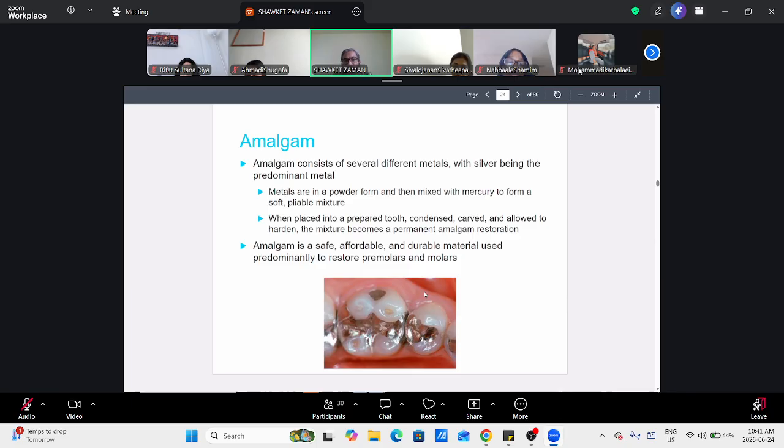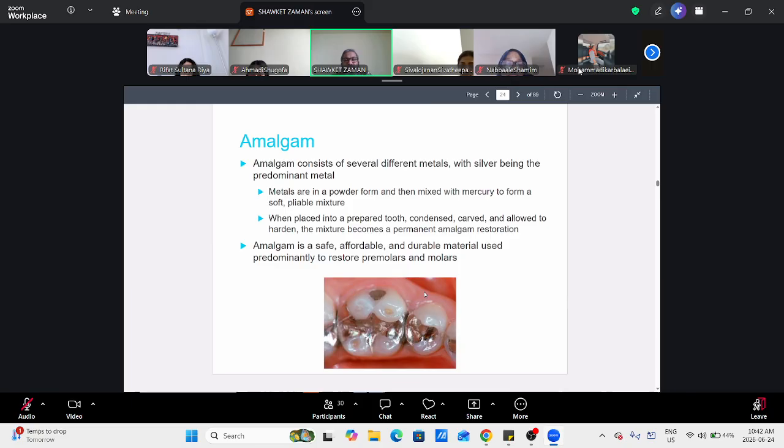Amalgam is a combination of metal powders along with mercury. As you know, mercury is also a metal. It is the only metal that is in liquid form. Usually when we say something is metal, we think it should be hard, and that is true, but the only liquid metal is mercury, which is liquid at room temperature.